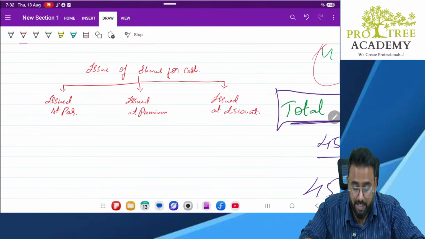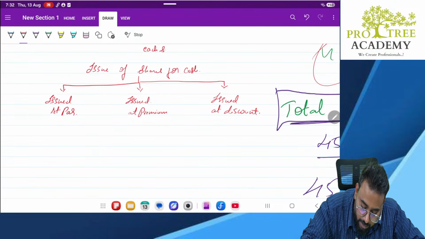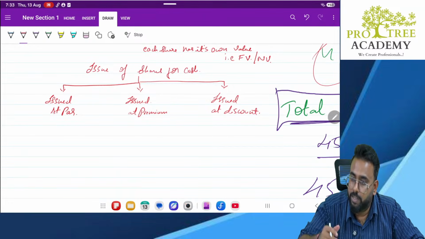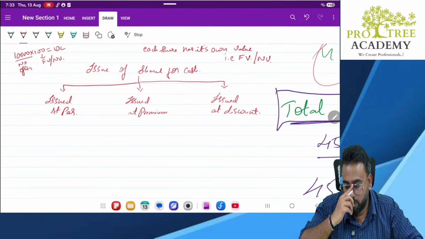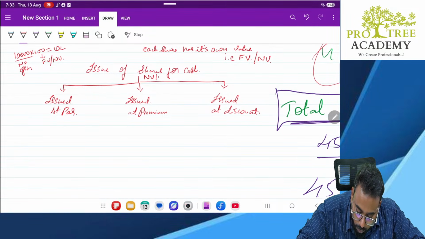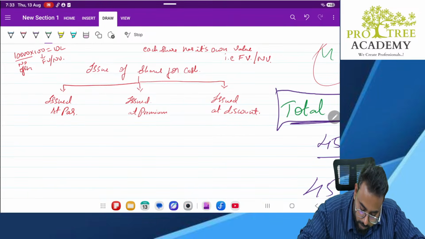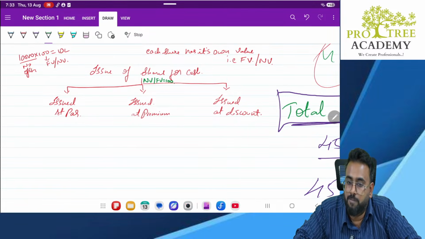Sir, I'll come back, first understand. I'll explain everything to you. Please be careful. Now, I told you how the shares are valued. Each share has its own value, and that is called face value or nominal value. I told you, 10,000 shares into 100 rupees each is equal to 10 lakh. This is the number of shares, and this is the face value or nominal value. Let's say our nominal value or face value is equal to 100.